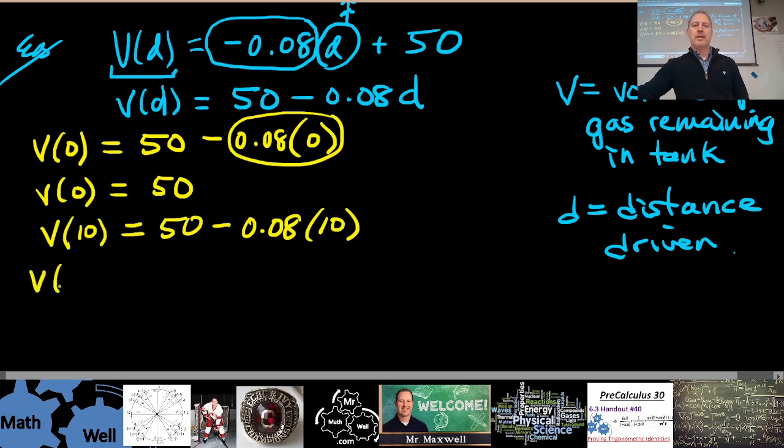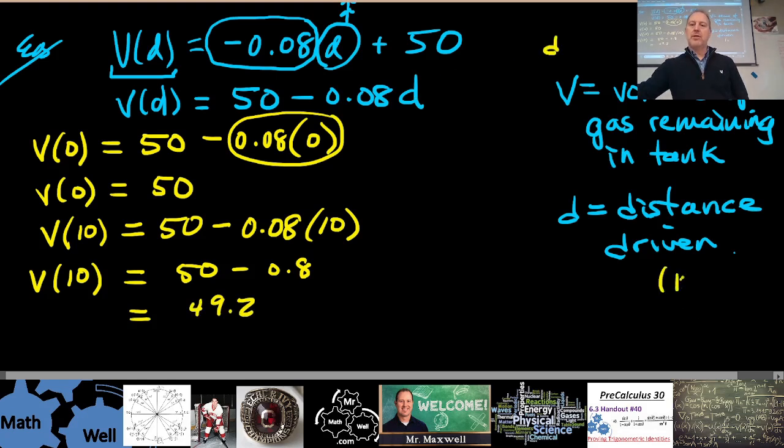Thank you. So v of 10 is 49.2. 10 times 0.08 is 0.8, and 50 minus 0.8 is how much gas is remaining? 49.2. Okay, good. Now if d was kilometers and v is liters of gas, that would also be information you might be given in the question. Then after driving 10 kilometers, you would have 49.2 liters left. Does that make sense? That's what v of 10 equals 49.2 means.